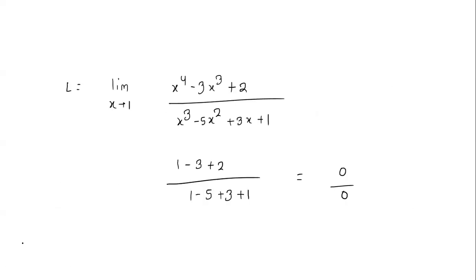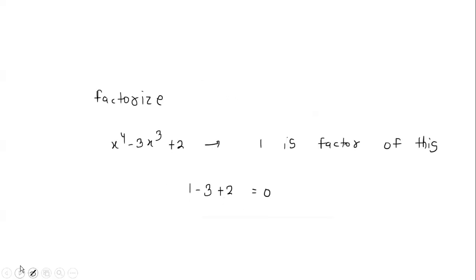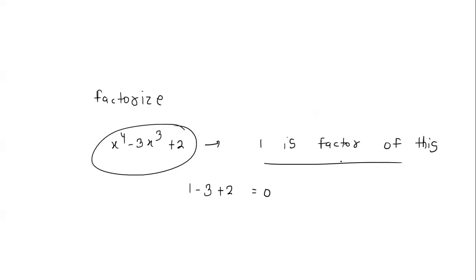If you put 1 in the numerator and denominator, it will come like 1 minus 3 plus 2 and 1 minus 5 plus 3 plus 1, which is 0 by 0 form. So now how can you solve this? You can factorize the numerator and denominator. In the numerator we have this, and we already saw that 1 is a factor of this, because if you put 1 in this, it will come like 1 minus 3 plus 2, which is 0. So 1 is a factor of this.